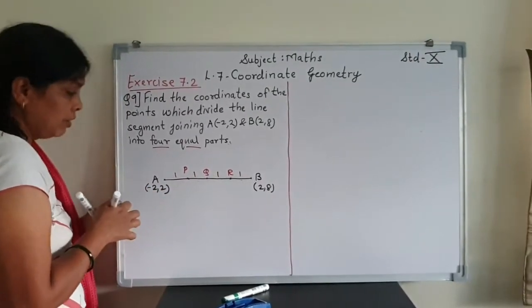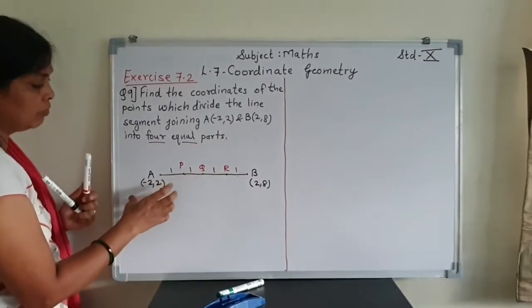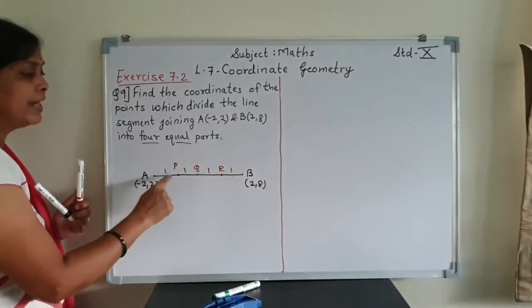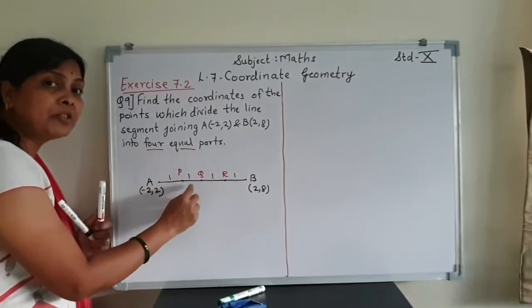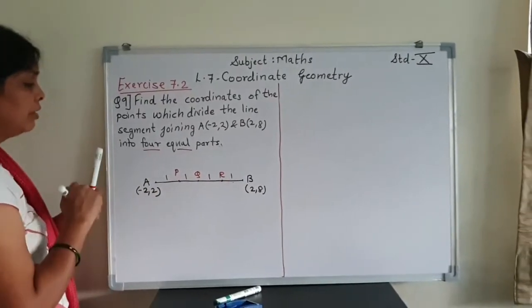So here, what we have been given, we have represented: line segment AB is divided into 4 equal parts by the points P, Q, R. So let us write it.